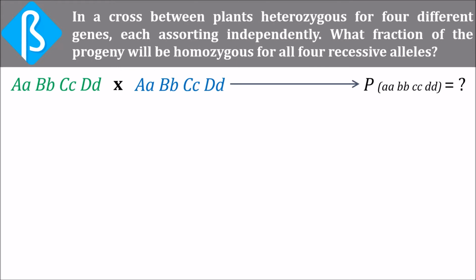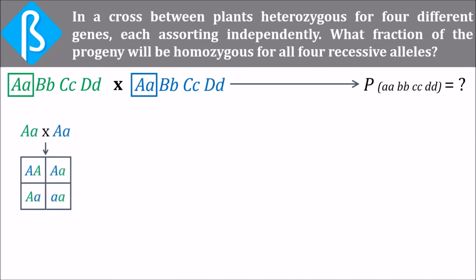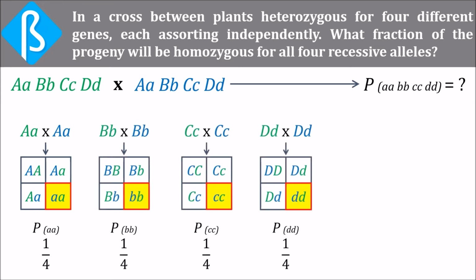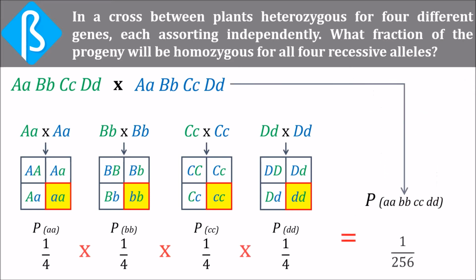Let's see a genetic problem. In a cross between plants heterozygous for 4 different genes, each assorting independently, what fraction of progeny will be homozygous for all 4 recessive alleles? To answer this question simply, we will consider one gene at a time. For the first gene, the probability of homozygous recessive alleles will be 1 by 4, as we have seen earlier. It will remain the same for all other genes as well. As genes assort independently from each other, we apply the multiplication rule here. So the answer will be 1 by 256.